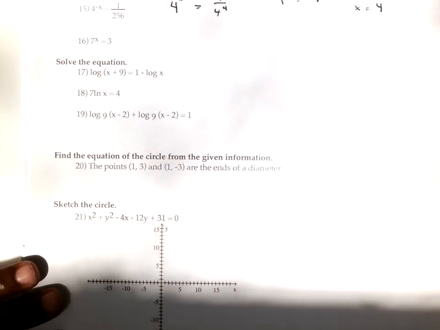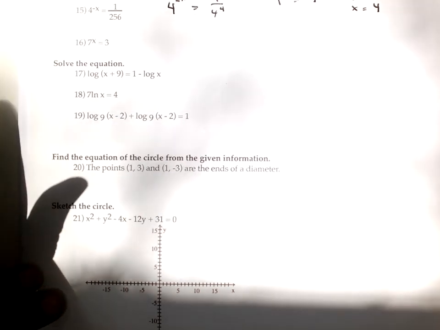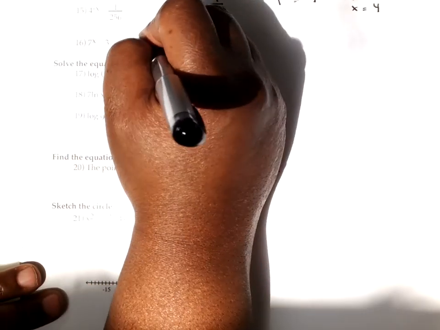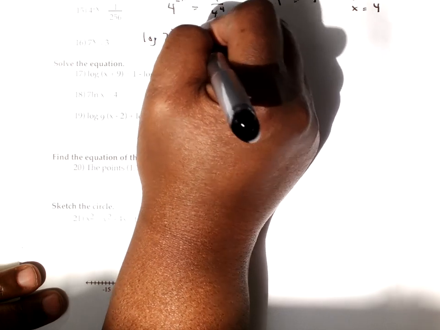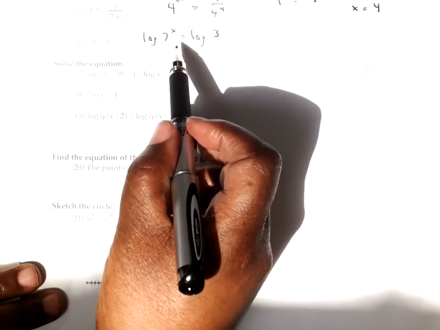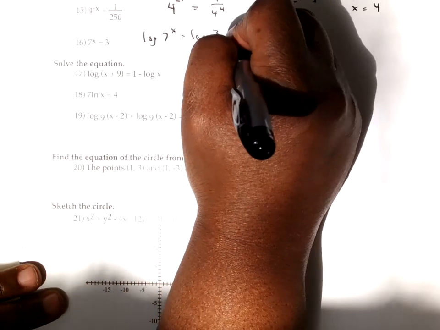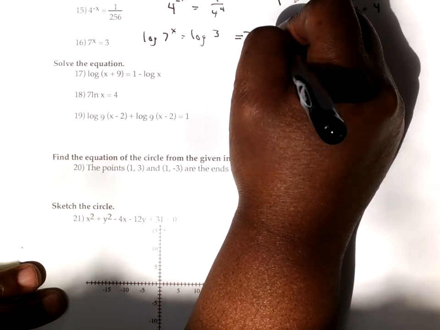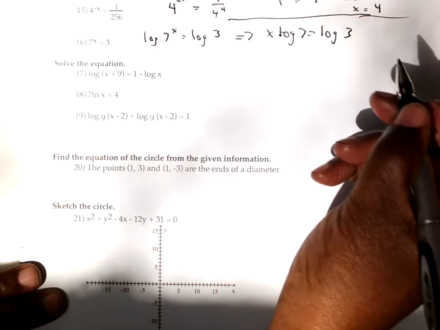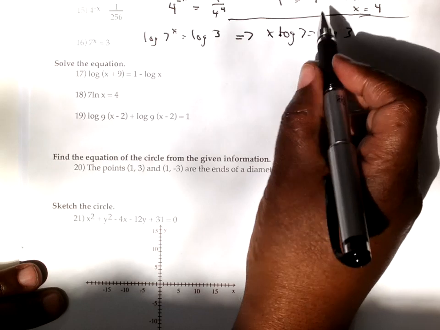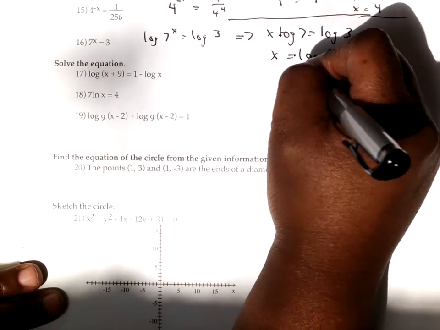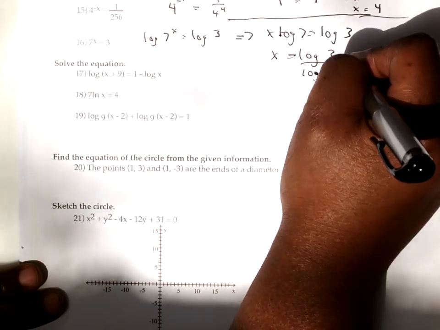Number 16, I can't rewrite these with the same base, so I have to use logarithms to solve this. So I'm just going to take the log of both sides. So I get log of 7 to the x equals log of 3. That x gets multiplied out front. So x times the log of 7 is equal to the log of 3. At this point, I want to get x by itself, so I'm going to divide both sides by log 7. And that's the exact answer.